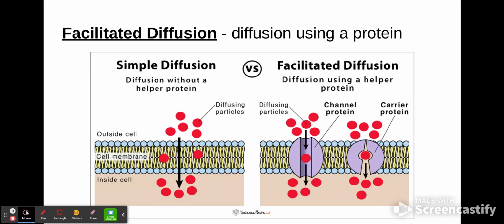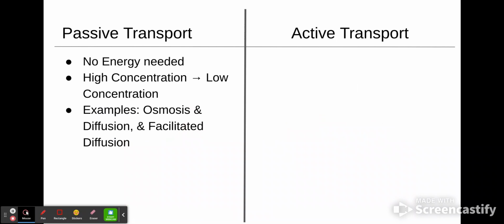All right. Now that we know that, we need to talk about the other side of things. What happens when we don't want to get to equilibrium? We want to pump as many molecules to one side of the cell. This is called active transport. As the name says, active, if I'm being active, I'm using a lot of energy. So active transport uses energy.